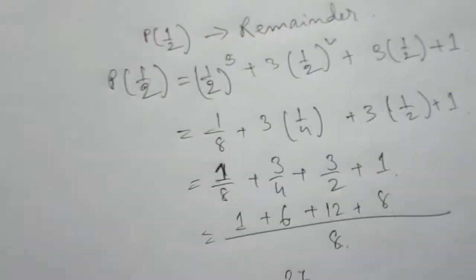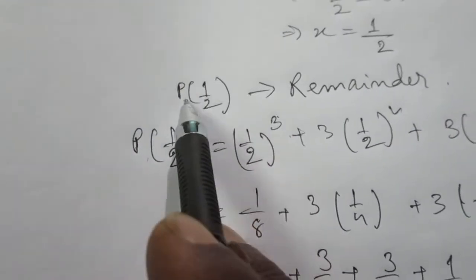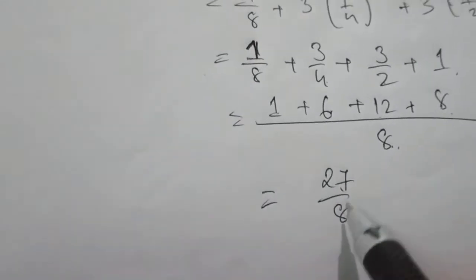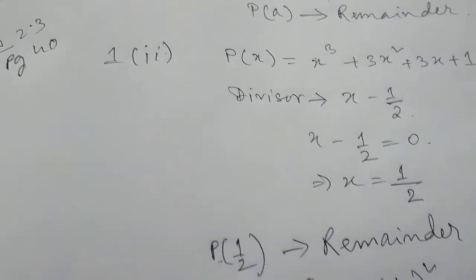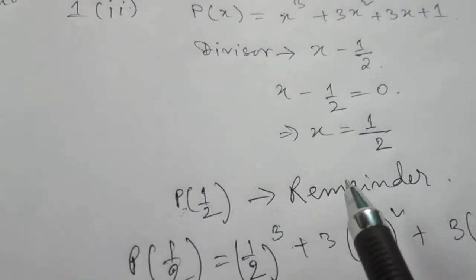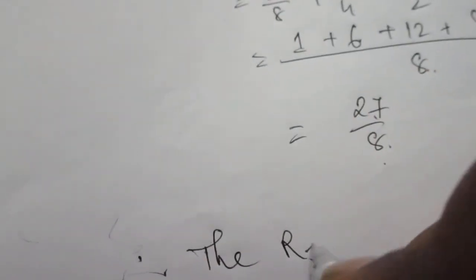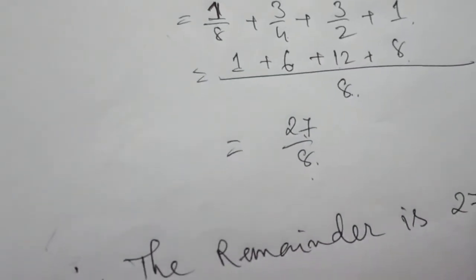27 by 8. So the remainder is, as I have told you, p(-1/2) will give me the remainder. So p(-1/2) is equal to 27 by 8. Okay. So the remainder of this division will be 27 by 8. Therefore, the remainder of this division will be 27 by 8. Okay.